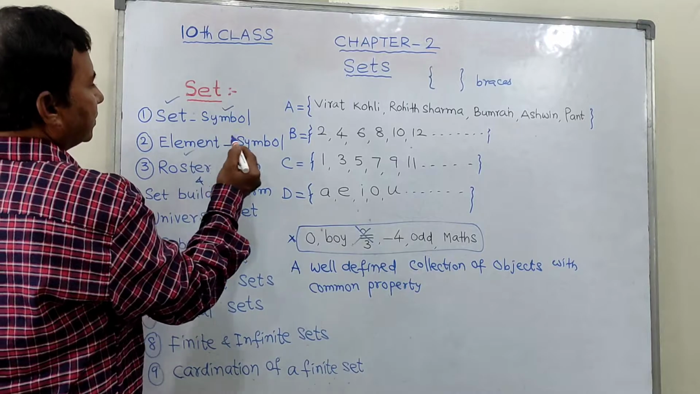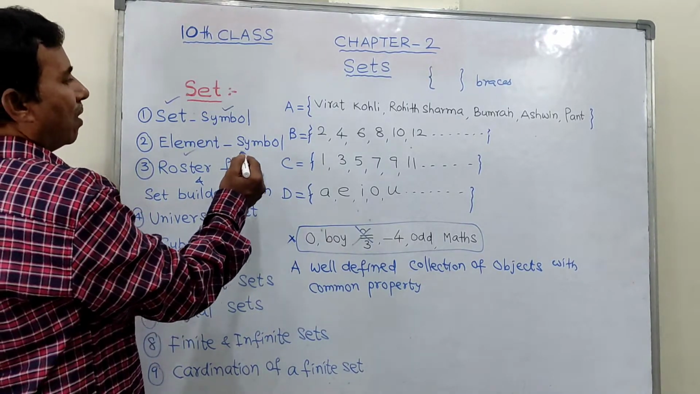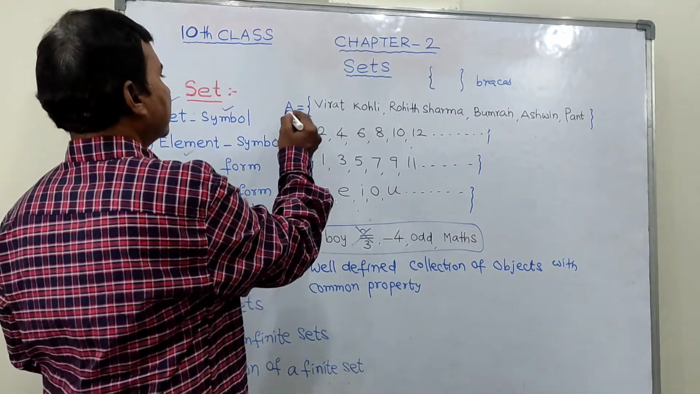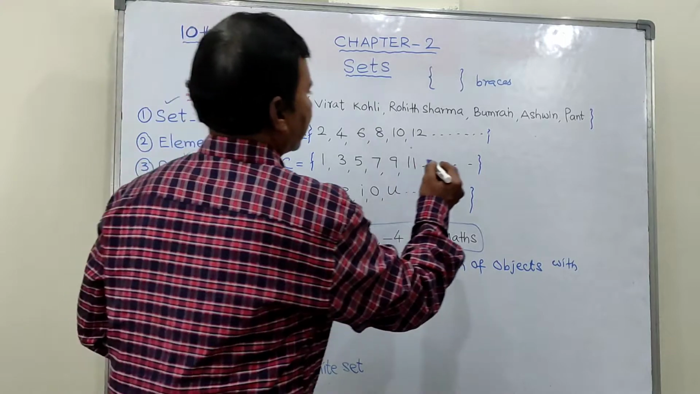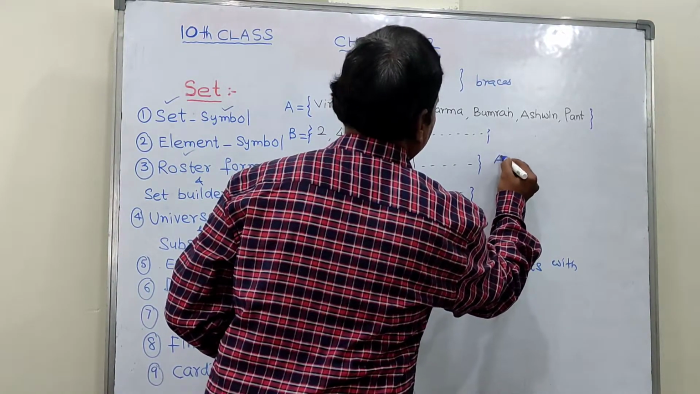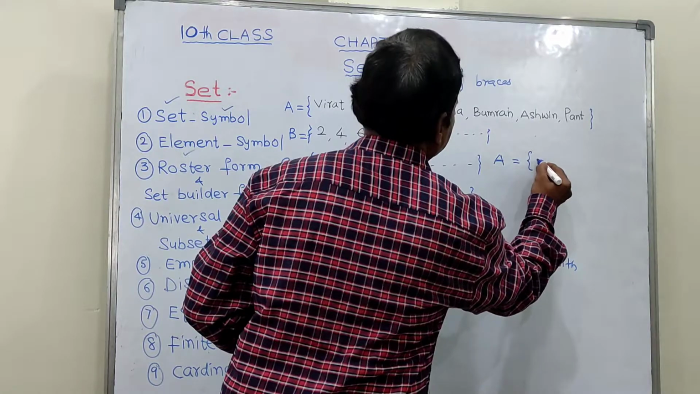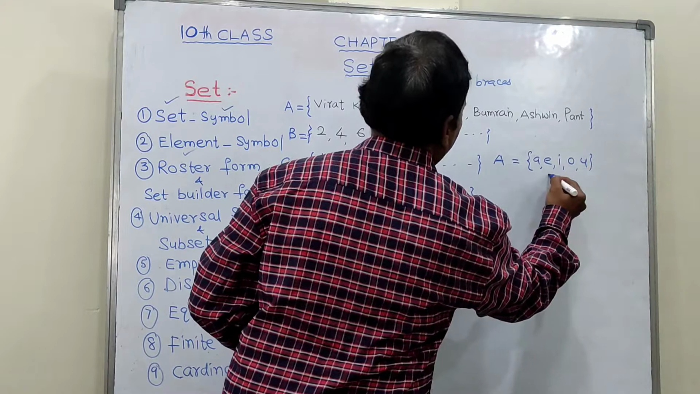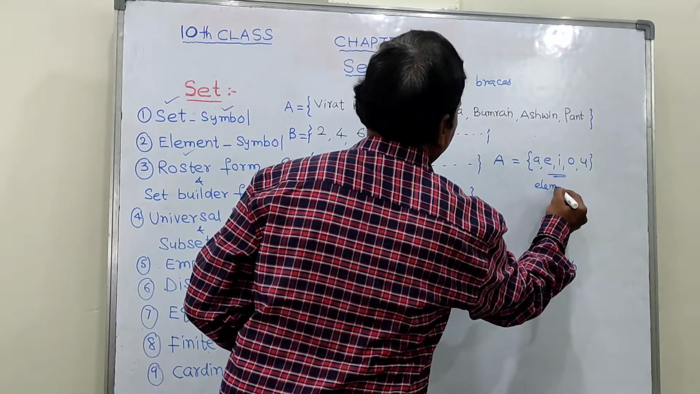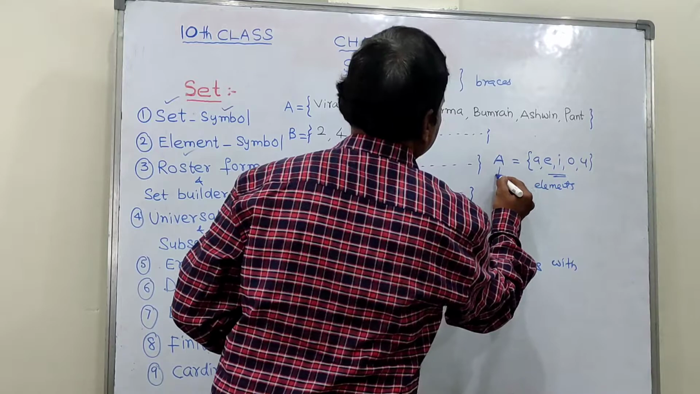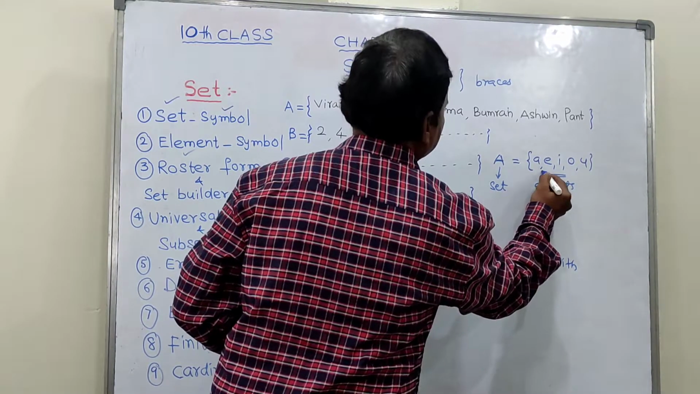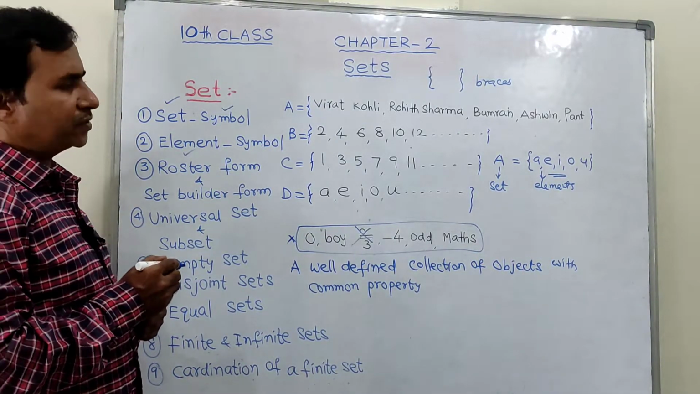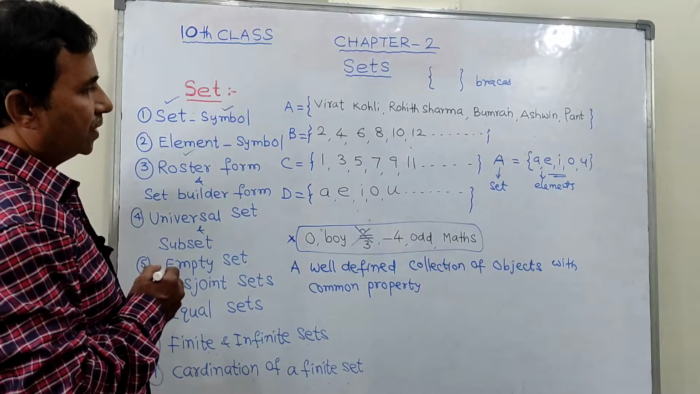And the element symbol. Always the elements we will represent with small letters and sets with capital letters. For example, A equals A, E, I, O, U. All these are the elements, and this is the set. So elements are always represented with small letters and a set is always represented with a capital letter.